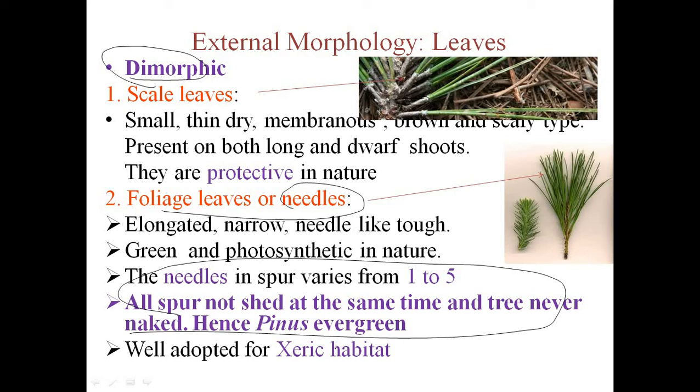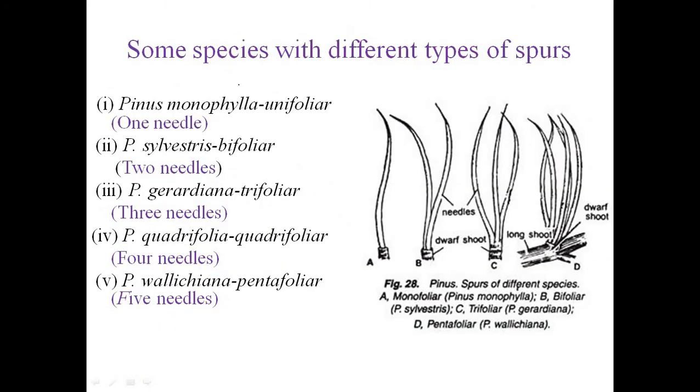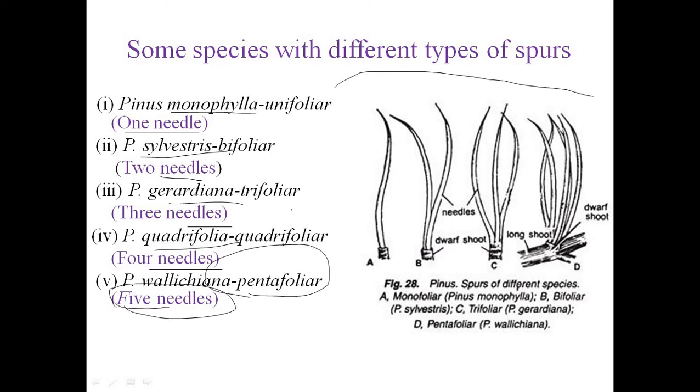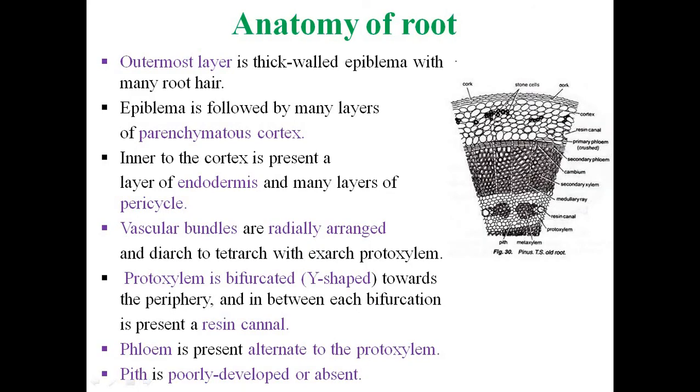The leaves show sunken stomata, which is an adaptation for the xeric habitat. These are 5 different species of Pinus, classified by the number of needles: Monophylla with 1 needle, Sylvestris with 2 needles, Gerardiana with 3 needles, Quadrifolia with 4 needles and Wallichiana with 5 needles. So these are the different needles and their naming. Depending upon the needle, the name of the species is given.